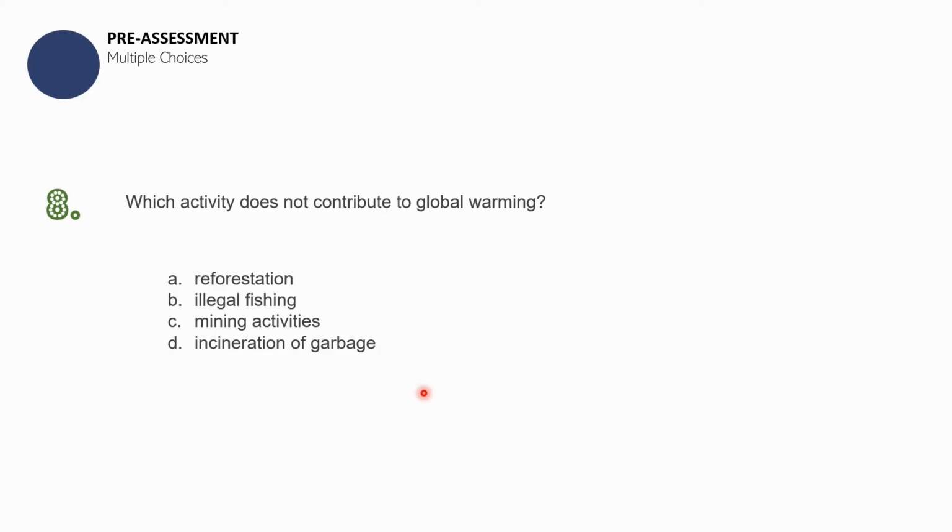Question number 8. Which activity does not contribute to global warming? A. Reforestation. B. Illegal fishing. C. Mining activities. D. Incineration of garbage.